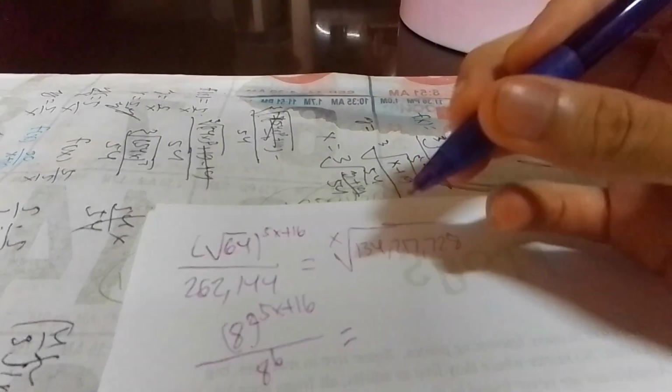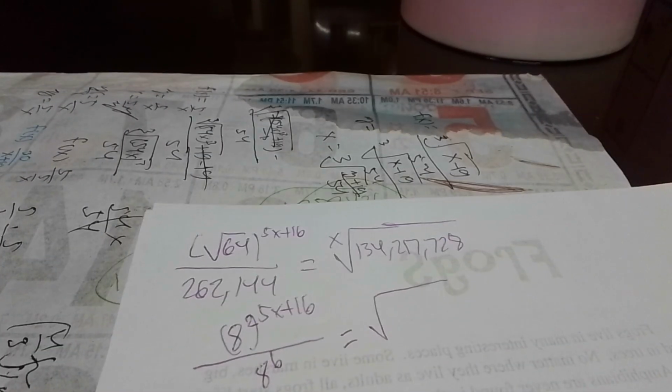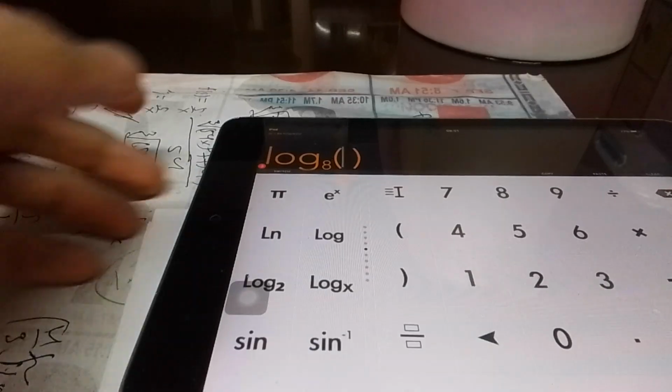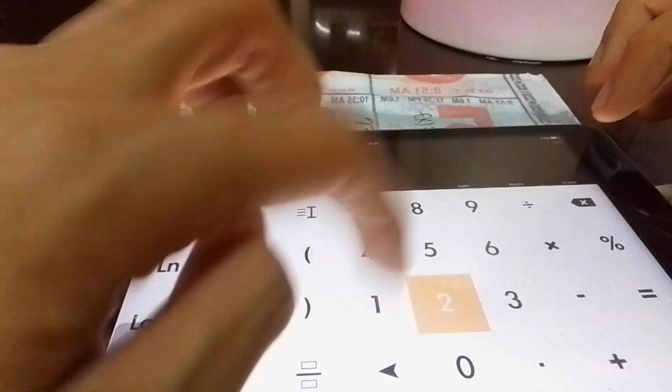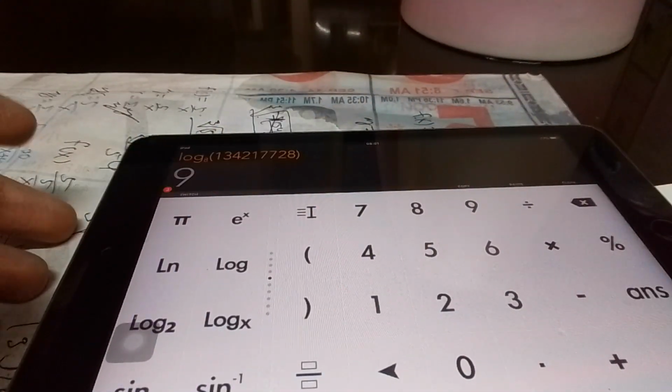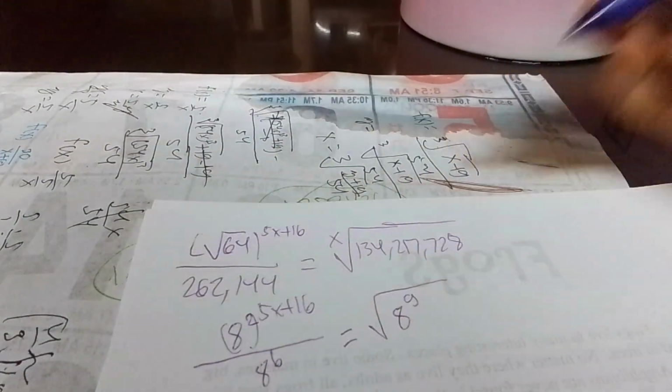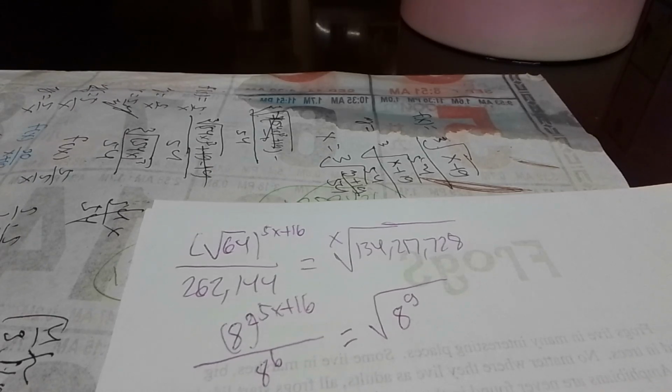It is equivalent to this one. What about 134,217,728? Can that be simplified to a log? Let's see. Log base x, remember, log base 8, and then type the number, which is 134,217,728. What's the answer? 9. So therefore, it's 8 raised to the 9th power. But we are not so sure what the root is, because remember, the root does not even tell you what the answer is. And that is exactly what we're going to do here.